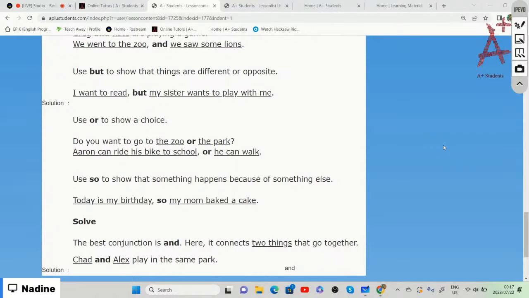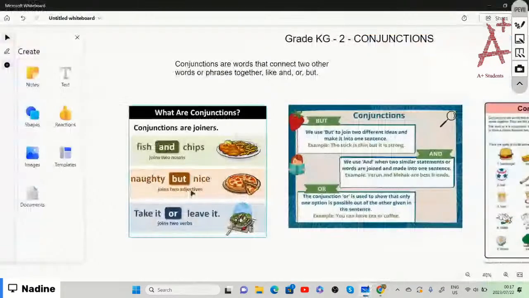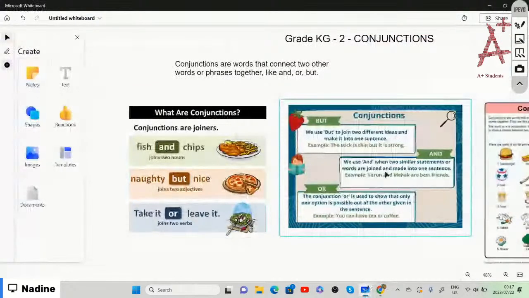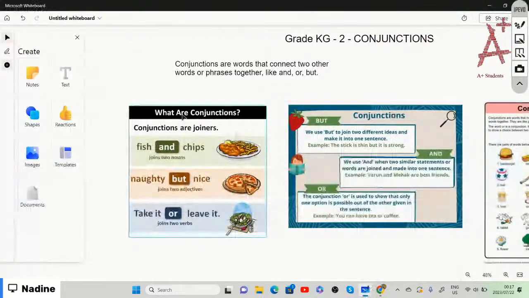All right. So before we go to the sentence, let's go to our different activities. So firstly, what is a conjunction? It is words that connect two other words or phrases together, like and, or, so, or but. And here are a few pictures of conjunctions. We call them joiners because they connect two words or phrases.